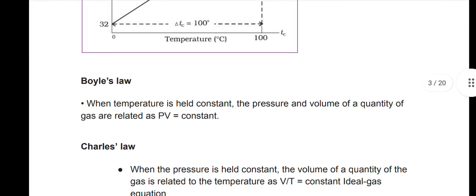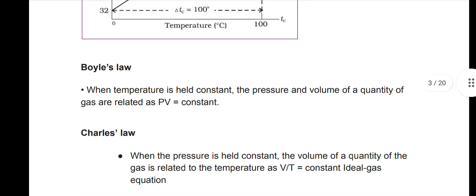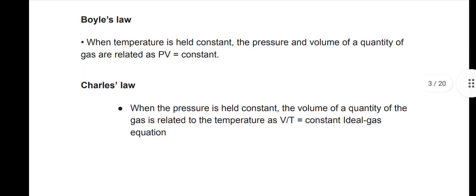Boyle's law. When temperature is held constant, the pressure and the volume of a quantity of gas are related as PV is equal to constant. Charles' law. When the pressure is held constant, the volume of a quantity of gas is related to the temperature as V by T is equal to constant.